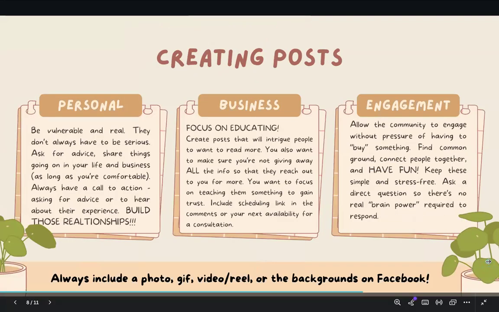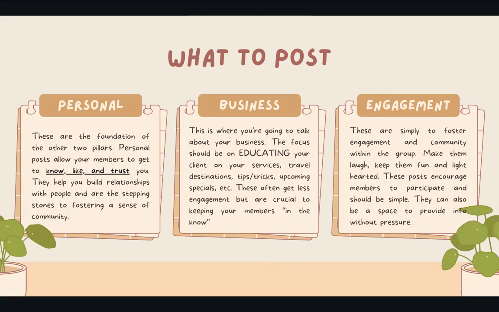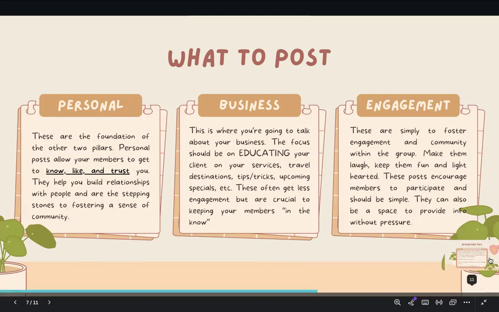So you want to be posting three different types of posts, okay? Personal, business, and engagement, okay? Now, personal is like the foundation of the other two pillars, right? This is what will start gaining the trust. It will start gaining the know, like, and trust factors, okay? So this is the foundation. It allows members to get to know, like, and trust you, which helps build that relationship with them and with the other people in the group, right? Because then people will start to engage with these more, they'll share stories, and it'll allow people to engage not only with you and get to know you, but get to know each other, right?